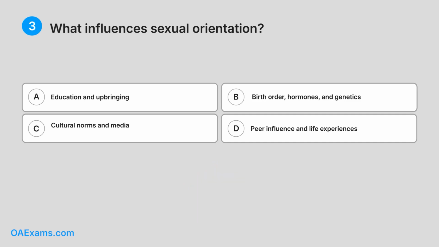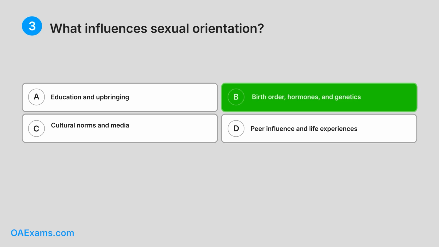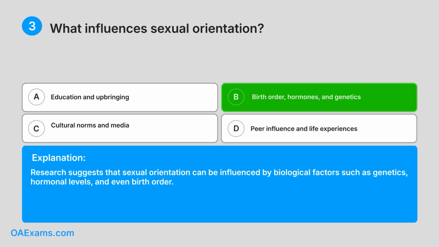Correct answer: B. Birth order, hormones and genetics. Explanation: Research suggests that sexual orientation can be influenced by biological factors such as genetics, hormonal levels, and even birth order.